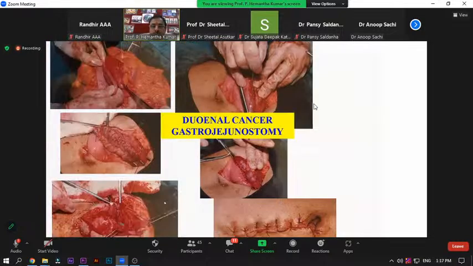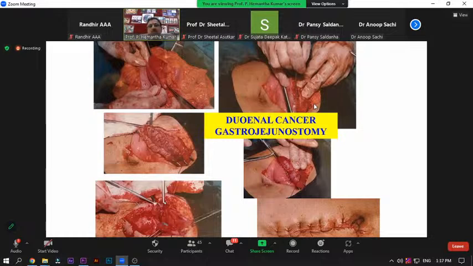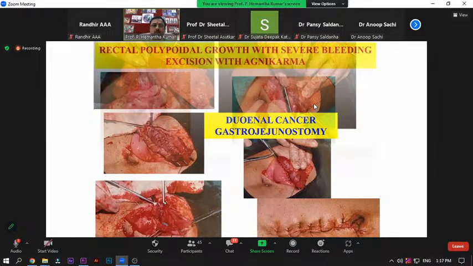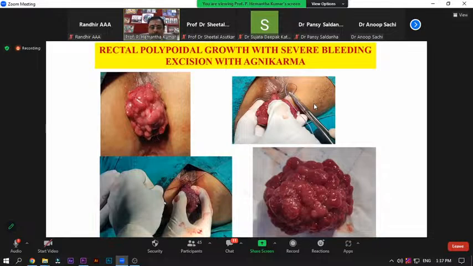So this is the case of duodenal cancer. Usually in the duodenum we very rarely see cancers. But in the first part of the duodenum, there is a chance of cancer, and we did gastrojejunostomy. And a rectal polypoidal benign growth. It is a huge polypoidal growth with severe bleeding. We excised it, followed by Agni Karma.